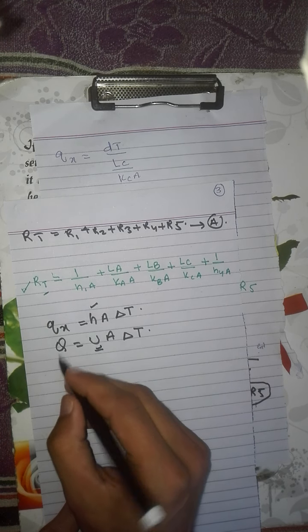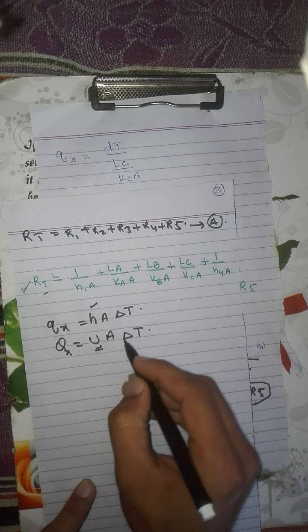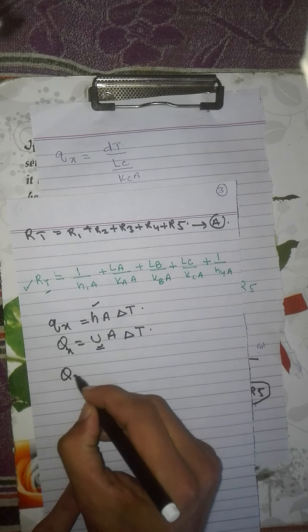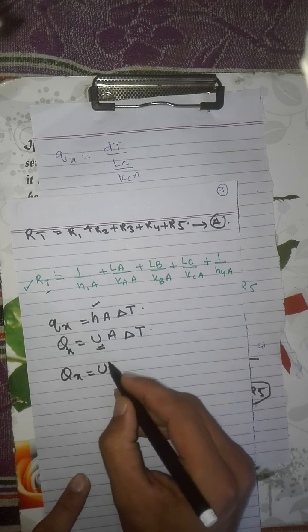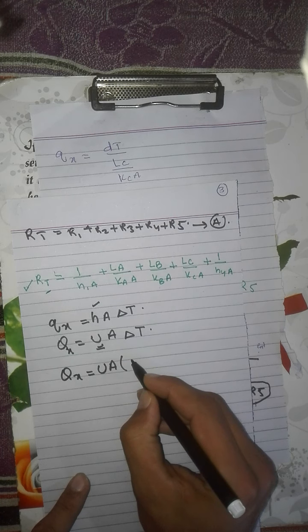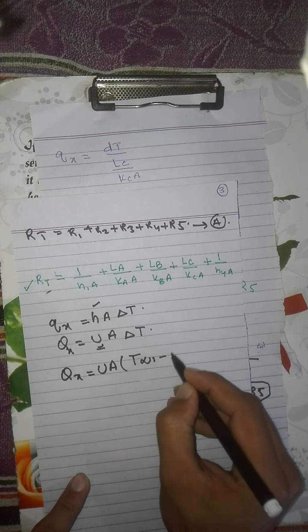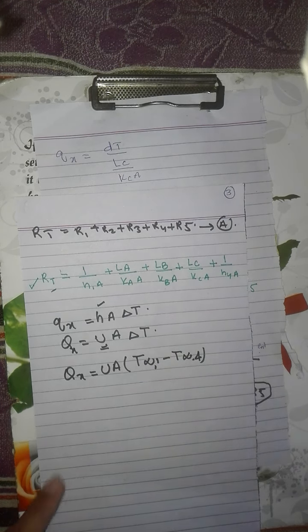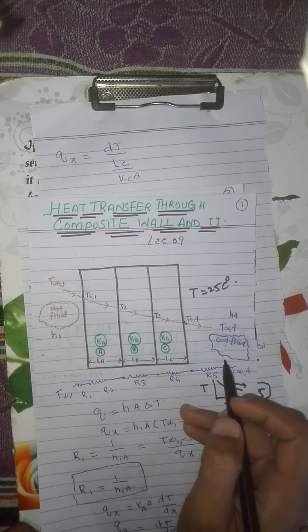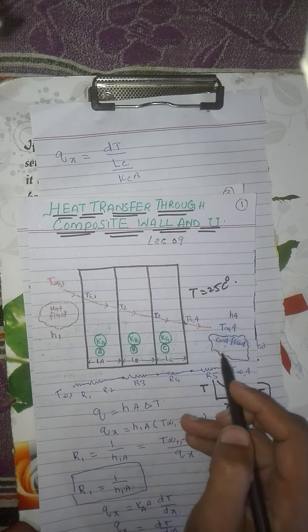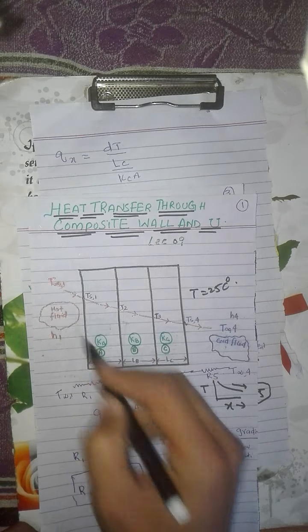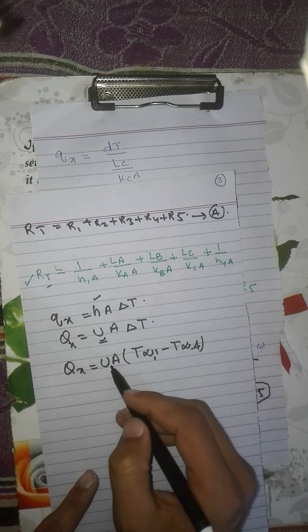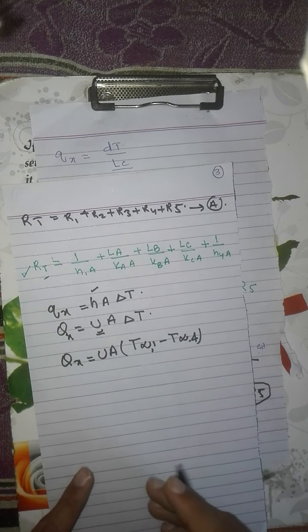So for the overall heat transfer coefficient, we can write that Q is equal to Qx is equal to U, which is the overall heat transfer coefficient, times the cross sectional area, times the temperature difference T infinity 1 minus T infinity 4. The overall, we are only interested in these temperature differences. So the overall heat transfer rate is Qx equal to UA times T infinity 1 minus T infinity 4.